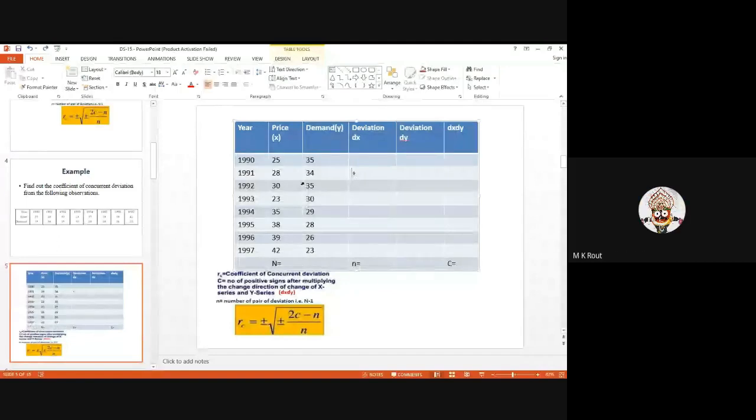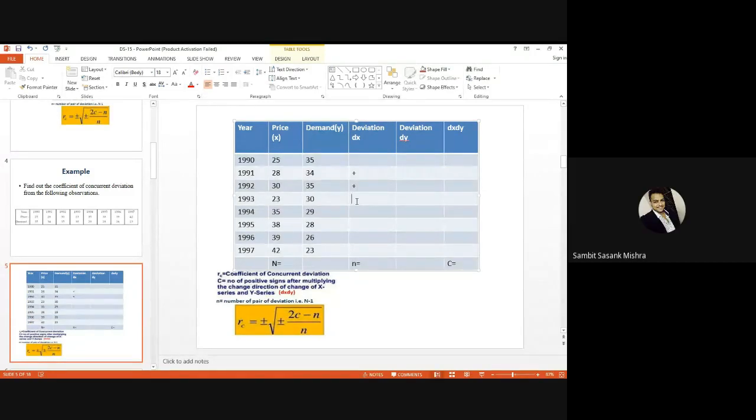Okay, again. Is it clear to all? Yes, sir. Okay, moving to the next one. 30 minus 28. That is 2, which is positive. Okay, next. 23 minus 30.